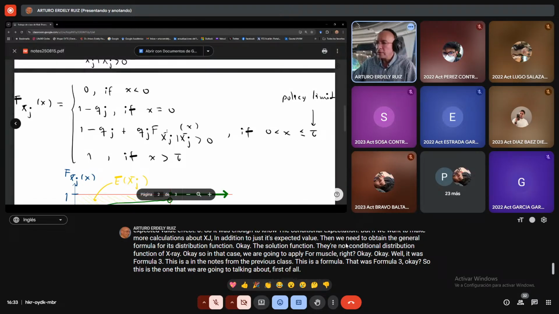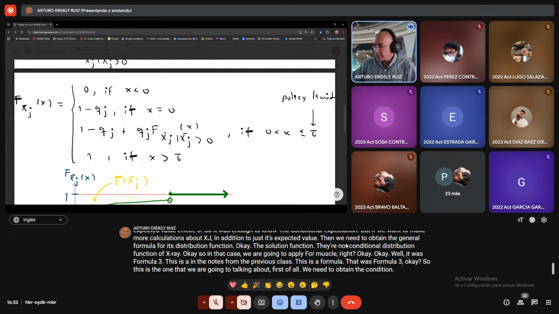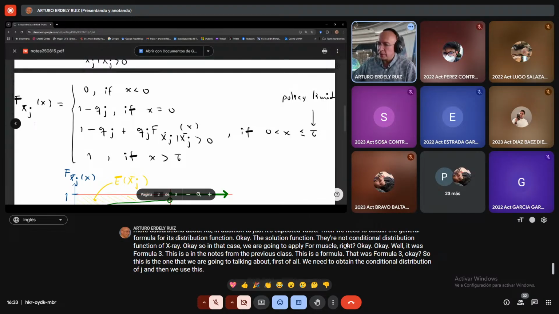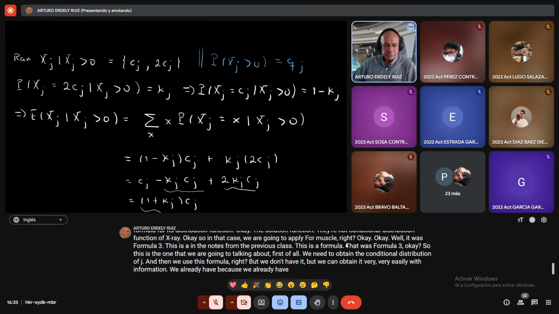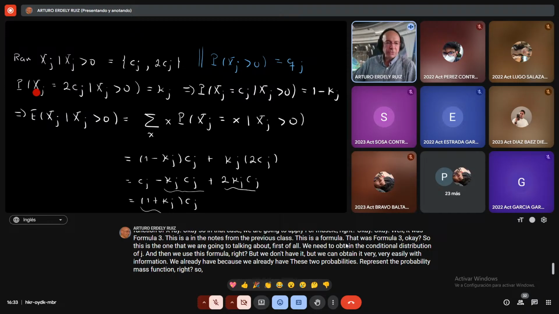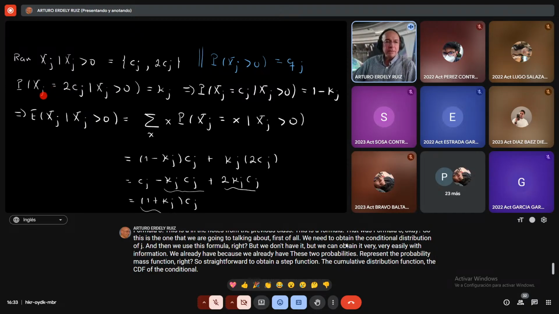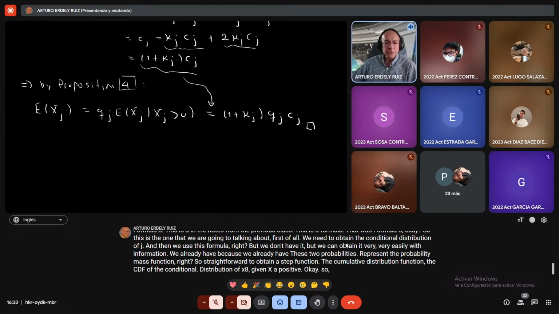Okay? So this is the one that we are going to obtain. But first of all, we need to obtain the conditional distribution of xj, and then we use this formula, right? We don't have it, but we can obtain it very easily with the information we already have. Because we already have these two probabilities, which represent the probability mass function, right? So it's straightforward to obtain a step function, the cumulative distribution function, the CDF, of the conditional distribution of xj given xj positive.